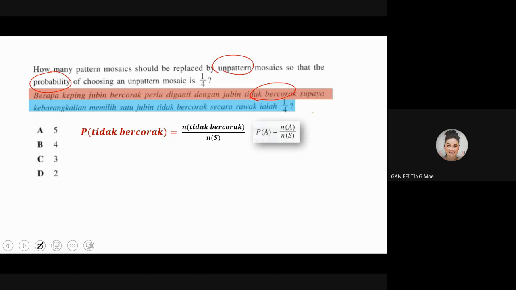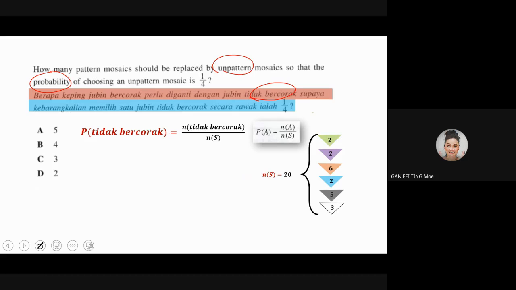What is the event? What is the event? The event is now we are talking about tidak bercorak, unpatterned. Okay, so now tidak bercorak, what happened here? This is the earlier information that I have, which is 20. Don't forget that is the one that is going to help you solve this.